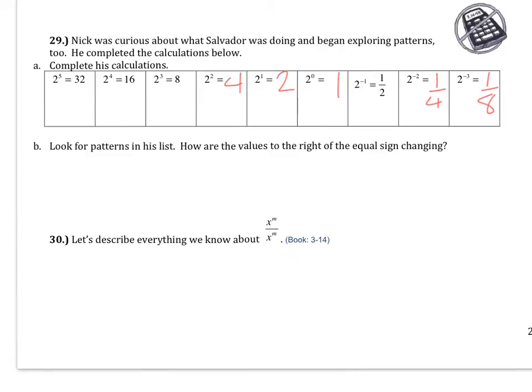Starting here at 2 to the 5th power to get 32, 2 to the 4th is 16, 2 cubed is 8, 2 squared is 4, 2 to the 1 power is 2, 2 to the 0 power is 1, and then we start getting these negative exponents, and you can see what's happening to the number. So as we are going down the list, our numbers are getting smaller.